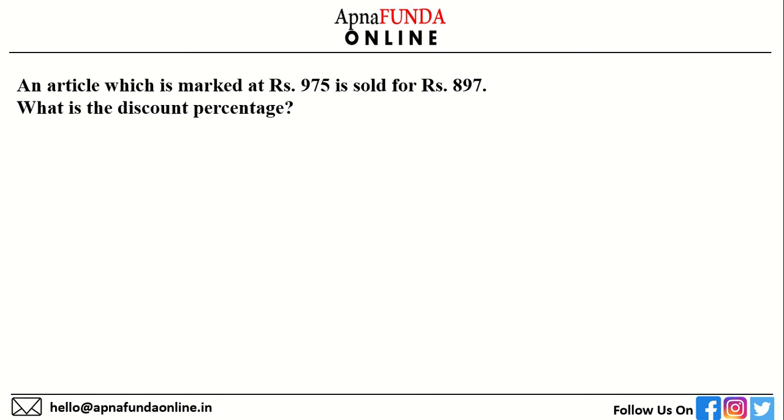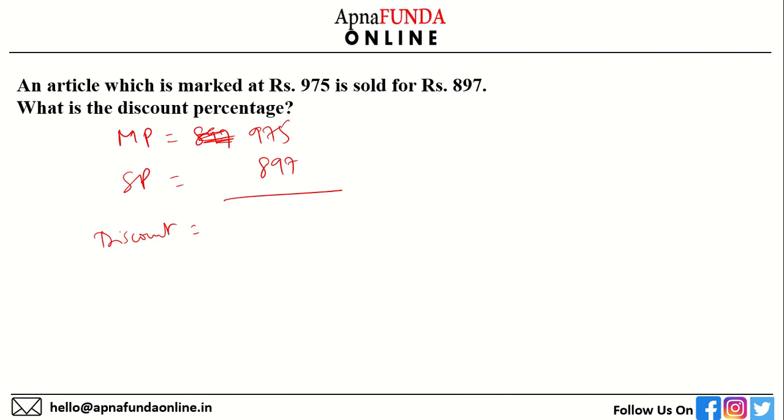Next question. An article which is marked at rupees 975 is sold at 897. What is the discount percent? So the marked price is 975 and the selling price is 897. So what is the discount? We'll solve such questions in our profit and loss chapter. You can check out the profit and loss videos for more questions on mark price, selling price, discount, cost price, profit and loss.